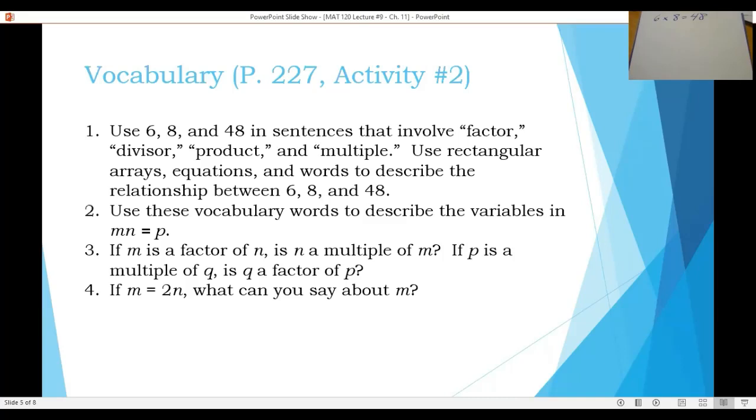All right, so let's use sentences that involve factor. 6 is a factor of 48. 8 is a factor of 48. Let's use sentences that use the word divisor. 8 is a divisor of 48. 6 is a divisor of 48. Product. 48 is the product of 6 and 8. Multiple. 48 is a multiple of 6. 48 is a multiple of 8. Now use rectangular arrays. Okay, we could do that.